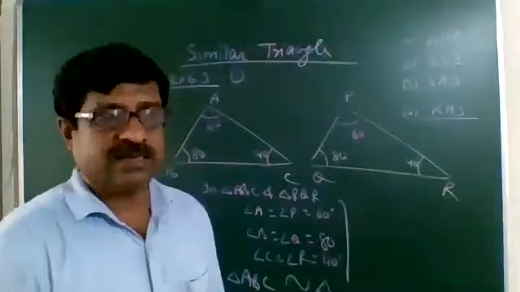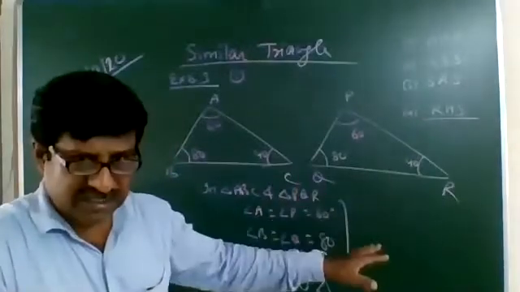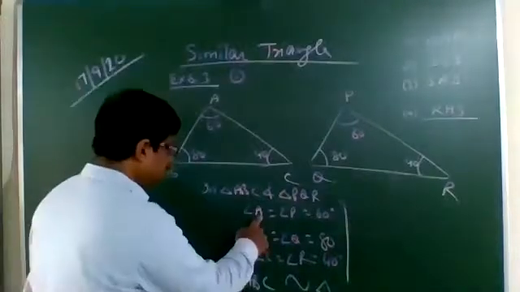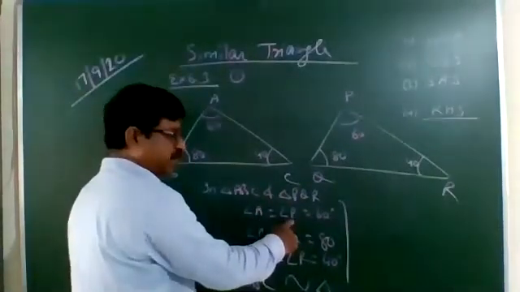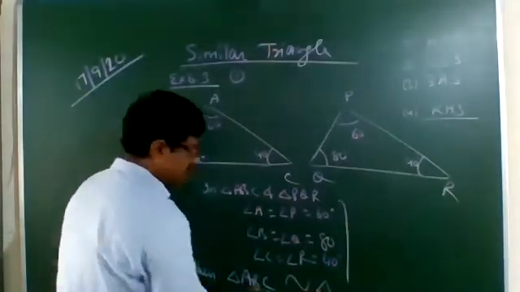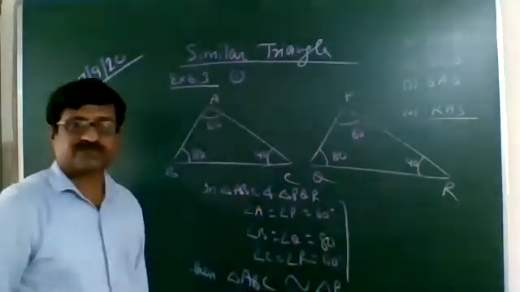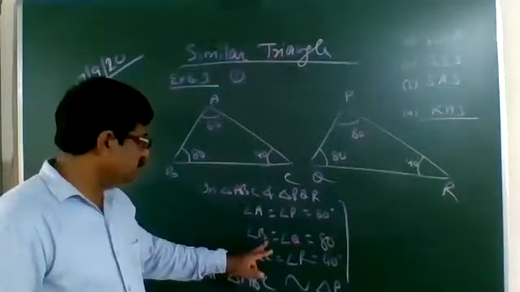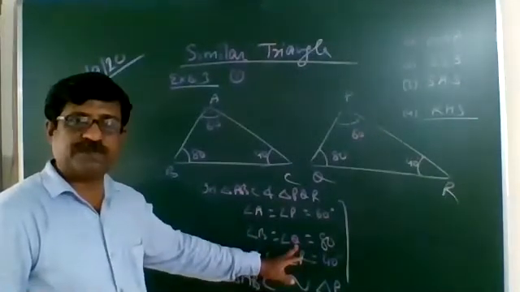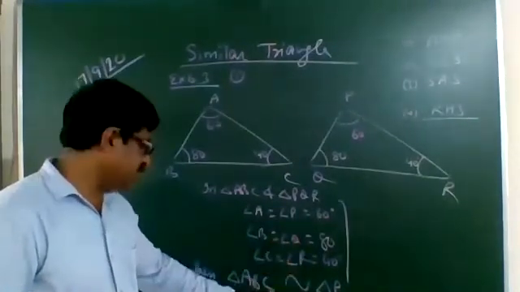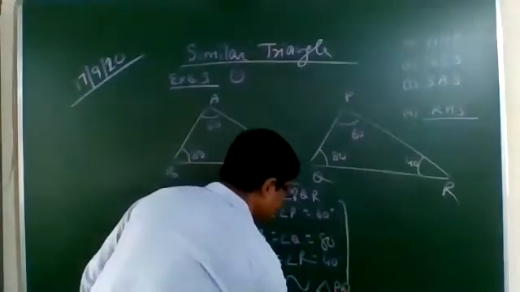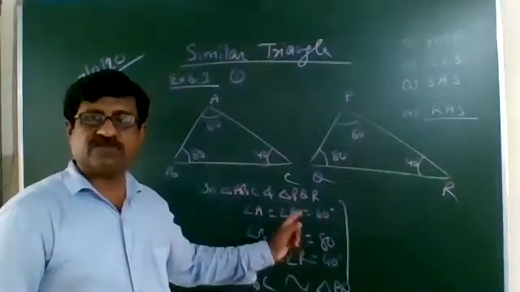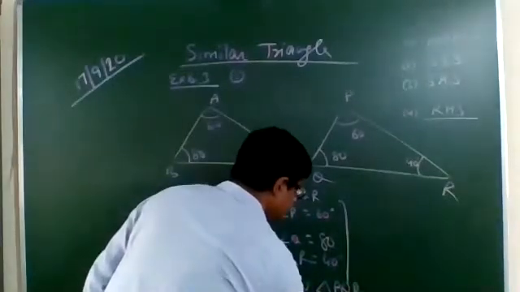We know that A corresponds with P, and A and P are equal. Therefore, in place of A we should write P. A is written at the beginning, therefore it is replaced by P. Second is B, and B corresponds with Q. Therefore B should be replaced by Q, so in the middle we write Q. C is equal to R, so in place of C we should write R.